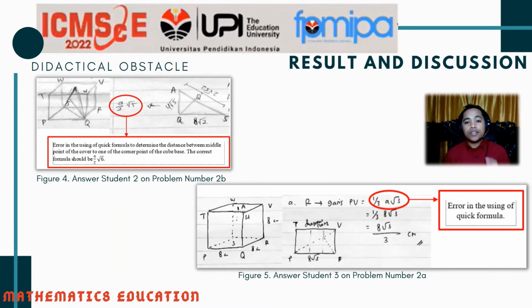Next, didactical obstacle. Didactical obstacle is a learning obstacle caused by the didactic design used or the teacher's didactic intervention. In figure 4, it can be seen that student 2 made an error in using the quick formula.